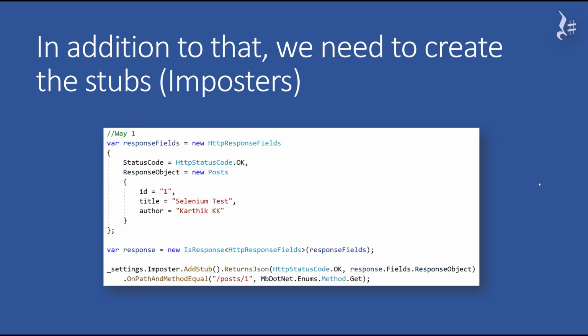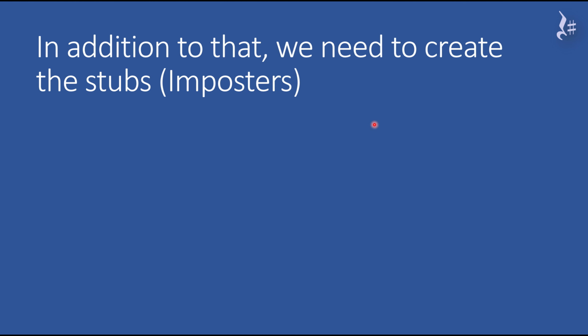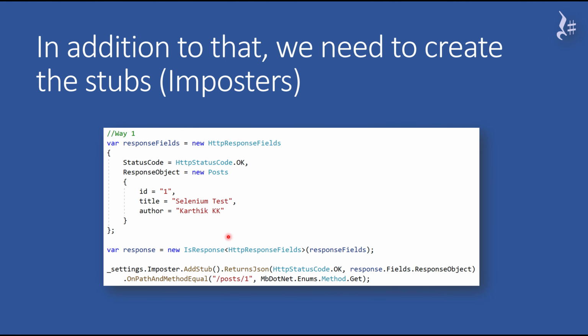And then I create the imposter by adding the stub, as you can see in here, and then I'm returning a JSON with the response object, this one, on the path of the method equals /post/1. So if it is going to be a post of 1, I'm going to return the response body as ID equal to 1, title is Selenium test, and author as Karthik KK, so that our test will actually pass without any problem.